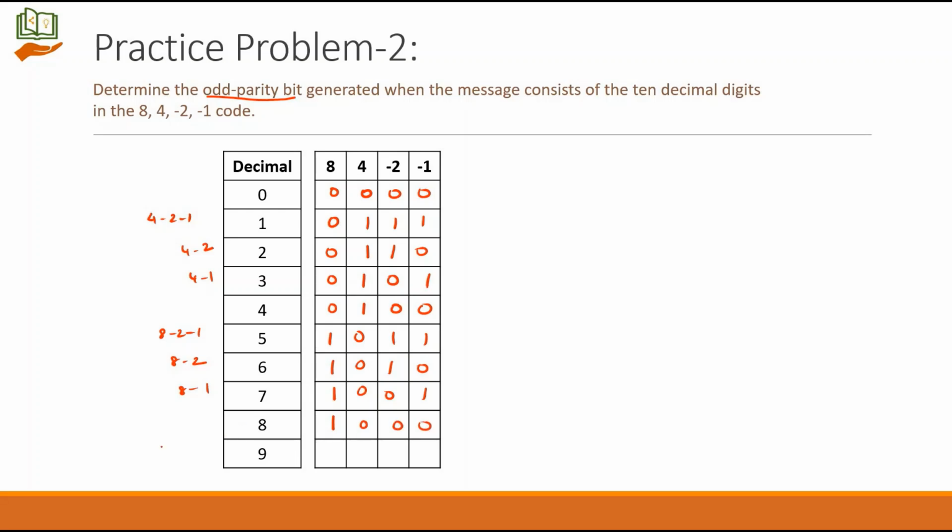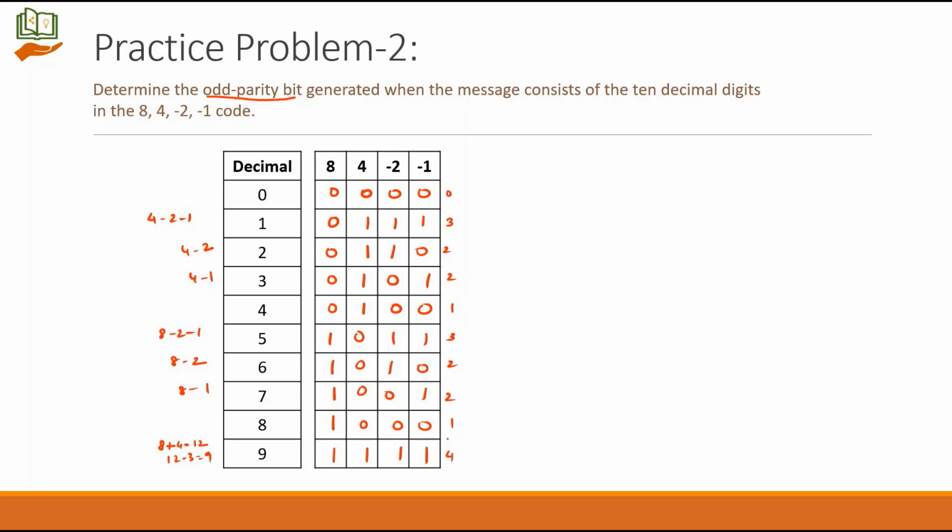For 9, 8 plus 4 is equal to 12, and 12 minus 3 will give 9, so all the places will be 1. How many ones are here? 0 ones here, 3 ones here, 2 ones here, 2 ones, only one 1, then 3 ones, 2 ones, 2 ones, only one 1, and 4 ones.